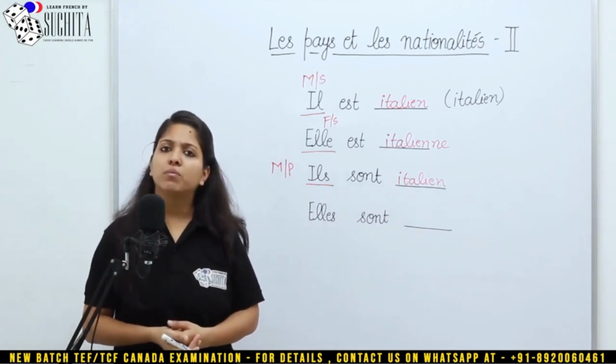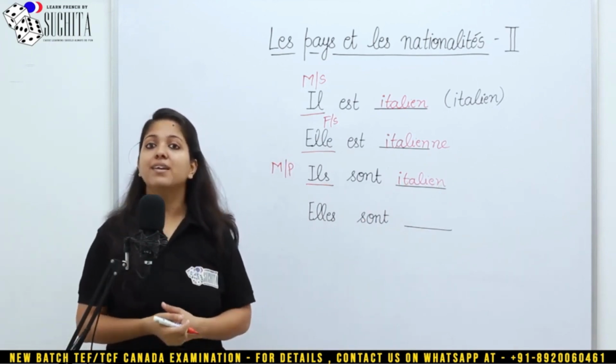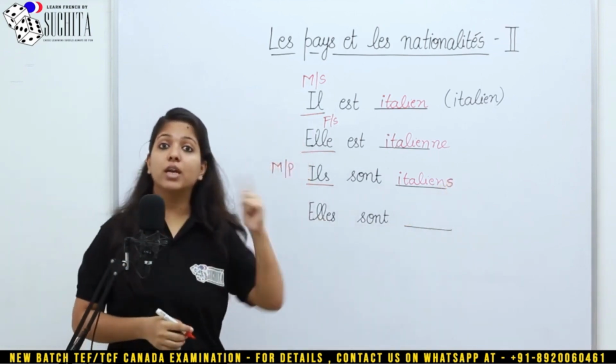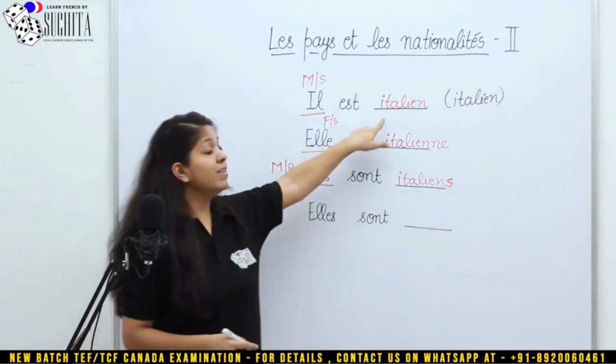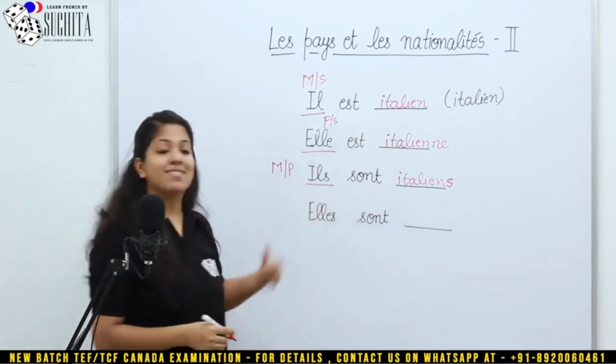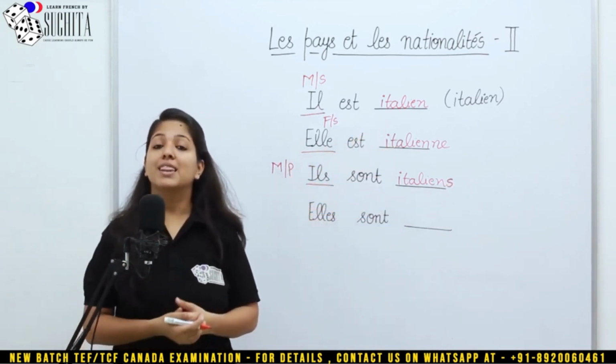So that is the masculine version, and now you need to make the plural of it. How do you make the plural? You make plural by adding an s. But the pronunciation of singular and plural remains the same. So even this is Italian and even this is Italian. Okay. Now next, elles sont. They are.